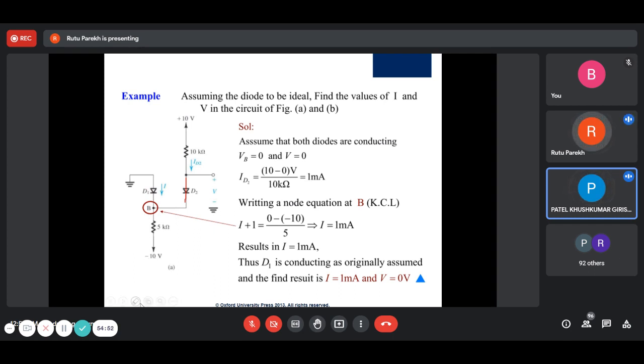Whatever you want to suppose, you suppose. Now suppose that this is previously conducting. This gets short pointed out. If this conducts, is it called short or not?